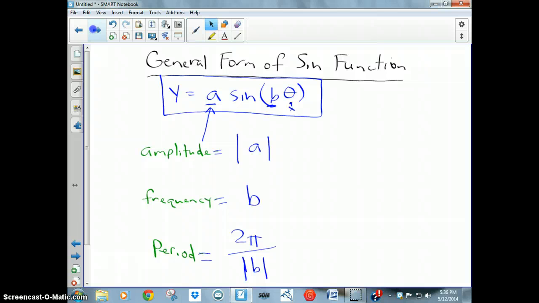That's the basics of the sine function graph, and in the next video we're going to do a number of examples to help you understand how period and amplitude can change and how the sine function works.